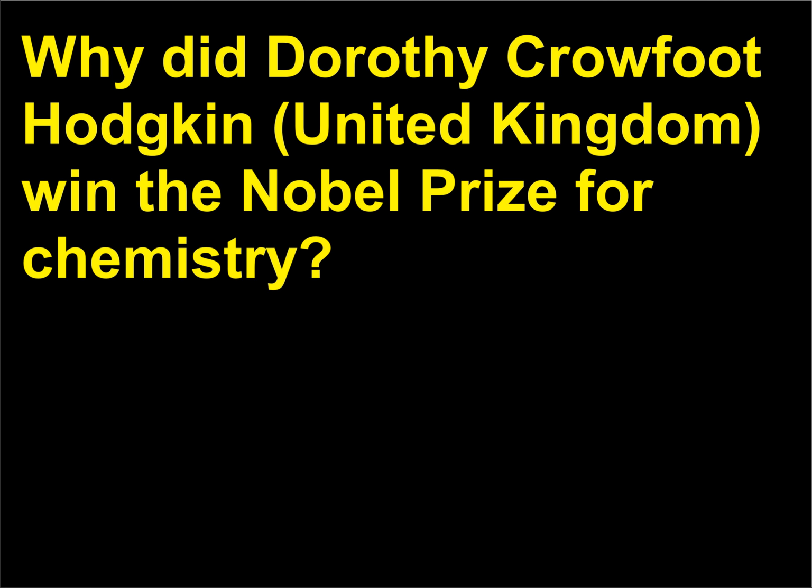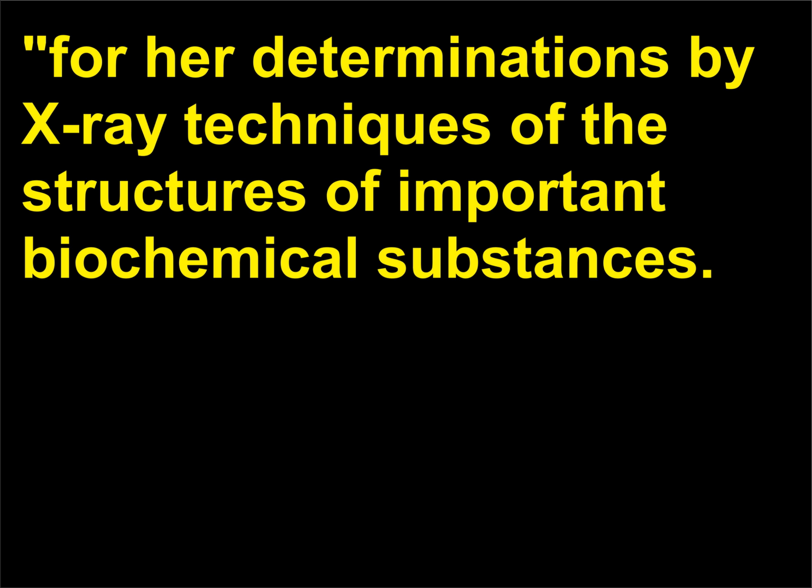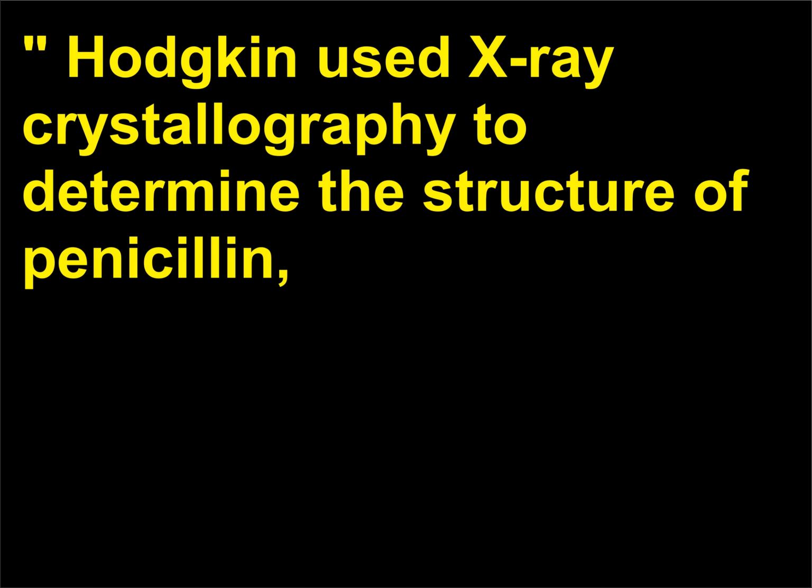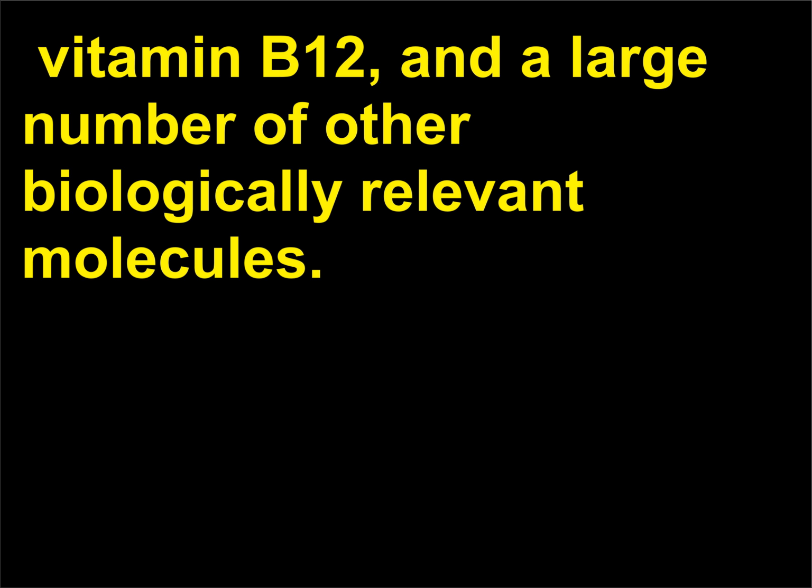Why did Dorothy Crowfoot Hodgkin, United Kingdom, win the Nobel Prize for Chemistry? For her determinations by X-ray techniques of the structures of important biochemical substances. Hodgkin used X-ray crystallography to determine the structure of penicillin, vitamin B12, and a large number of other biologically relevant molecules.